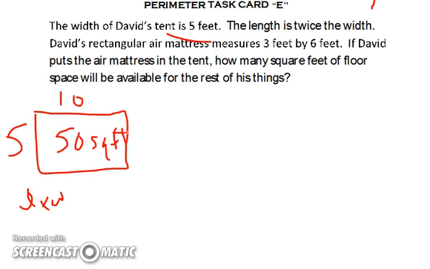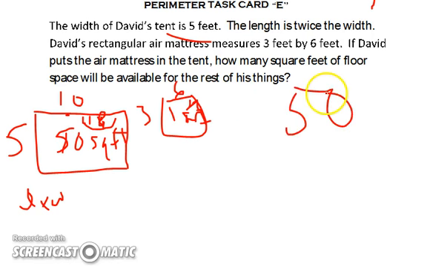Now it says he has an air mattress that he puts in here. So let's draw a little air mattress in there. If the air mattress is 3 feet by 6 feet, the area of the air mattress would be 18 square feet. If we put an air mattress in here that's 18 square feet, and the whole thing is 50, how much is left over that the air mattress is not covering? Where could he put all the rest of his things?